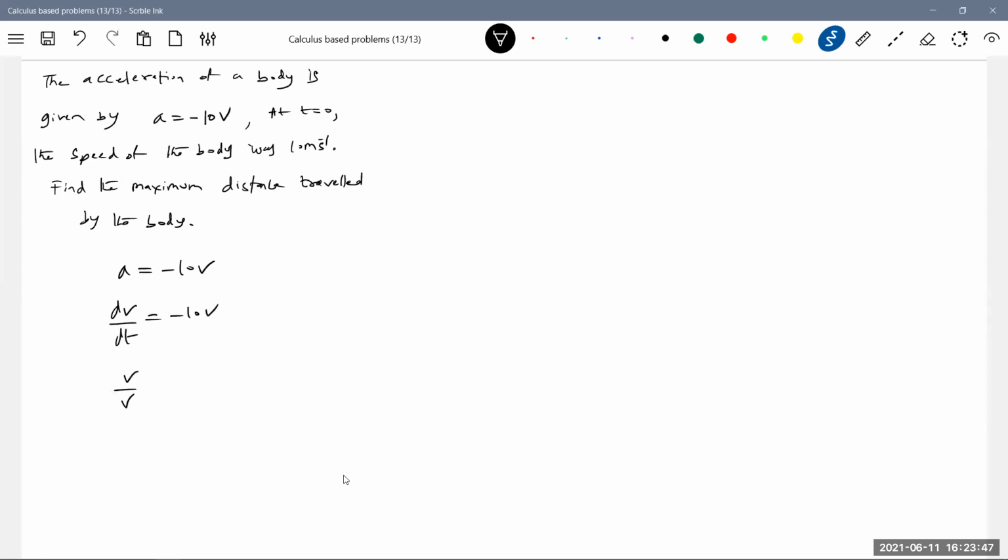∫ dv by v is equal to minus 10 dt. What are the limits given? At t equals 0, the speed of the object is 10. At any time t, let it be v. Then this will become log v, from 10 to v, equal to minus 10t. Substituting the upper and lower limit, log v minus log 10 is equal to minus 10t.